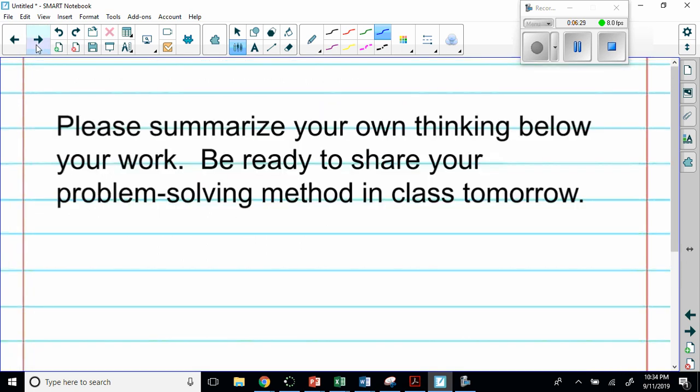At this time, you need to summarize your own thinking below in your journal. So talk about the process you went through like you were explaining what you did to someone else. Please be ready to share your problem-solving method in class tomorrow.